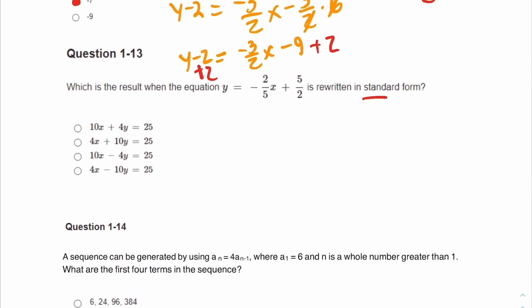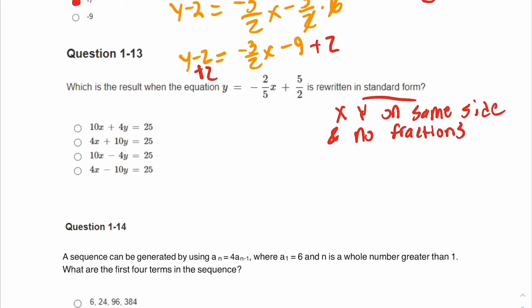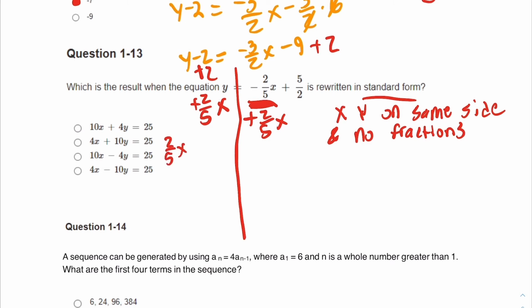The next equation wants standard form, which I only showed you a little bit, but standard form has x and y on the same side, and it has no fractions. So instead of having a negative 2/5 x on the right side, we're going to cancel that out by adding 2/5 of x. Oh, I think I said 5 halves. We're going to add 2/5 x to both sides to get 2/5 x plus y equals 5 over 2, because these two cancel out.